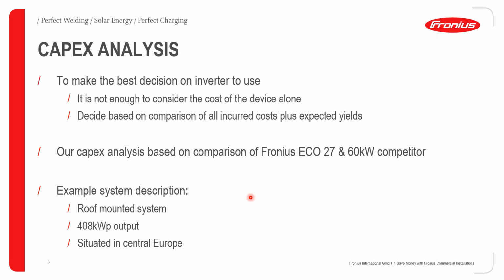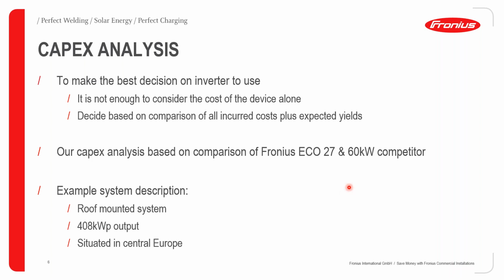So for our particular example today, we are going to be looking at the Fronius Eco 27, and this is a Fronius 27 kilowatt inverter in 3-phase, and compare that to a 60 kilowatt competitor. So you can see here there is quite a difference between the output of the two inverters. In a single block, we have 27 kilowatts on one hand, and the other has 60 kilowatts. So quite a bit of difference there.